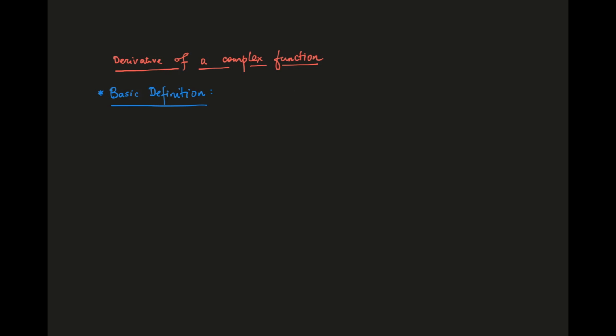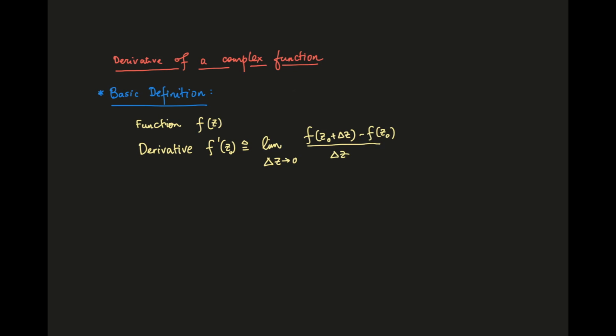Suppose we have a complex function f of z. Then its derivative is defined to be a function f prime of z, which at a point z equal to z0 has the value defined as the limit as delta z goes to 0 of f of z0 plus delta z minus f of z0, divided by delta z. And recall that this is very similar to that for real functions.